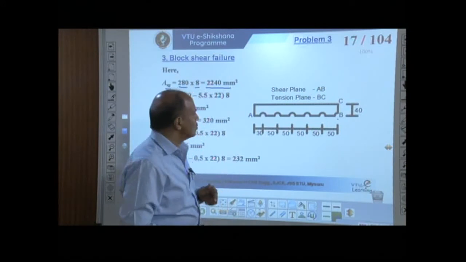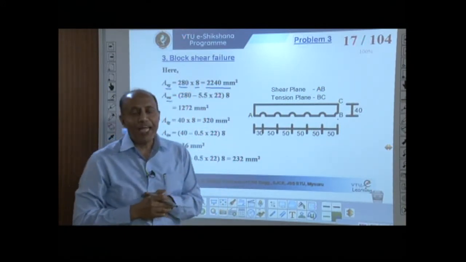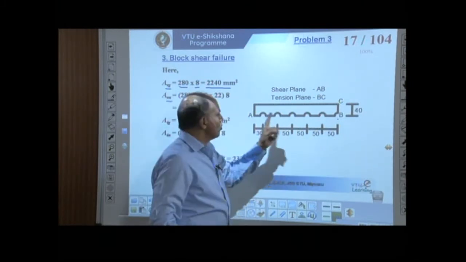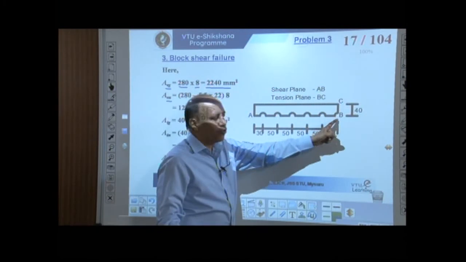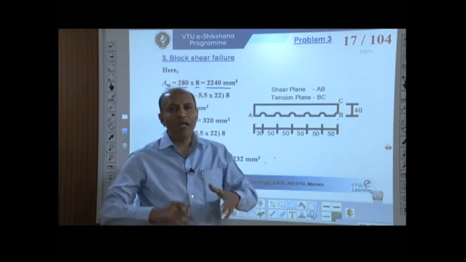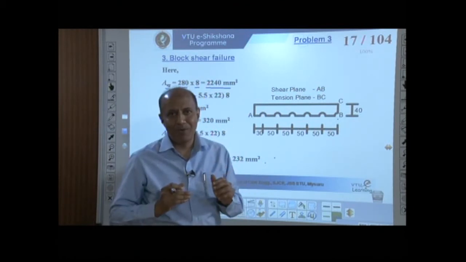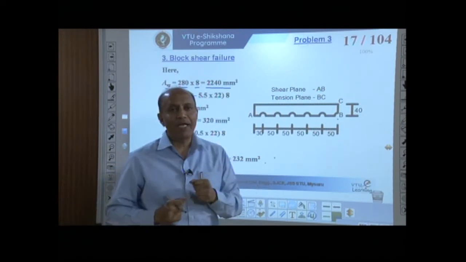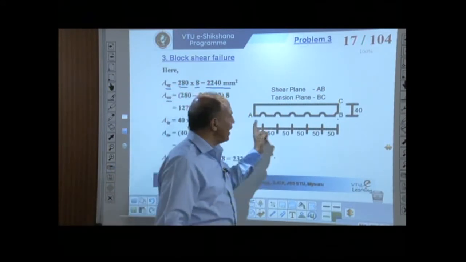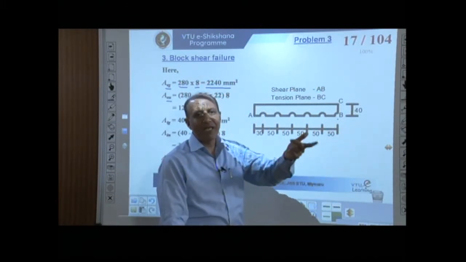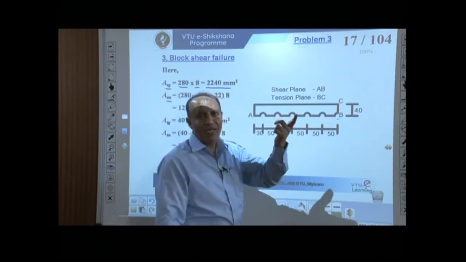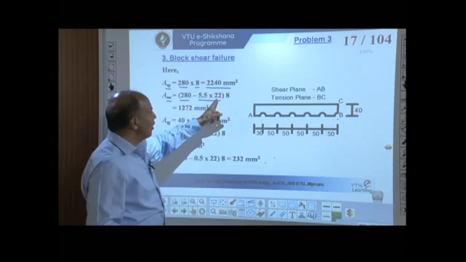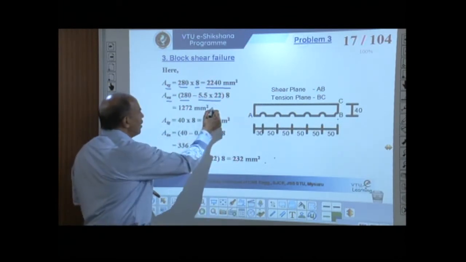Now we'll go to the net area. The next one is AVN. V stands for shear, N stands for net. Earlier we said the distance is 280, so from 280 you have to deduct these bolt hole openings. There are 1, 2, 3, 4, 5, and the sixth is only half. So you have to deduct 5.5 times the bolt hole diameter. Bolt diameter is 20, bolt hole is 22. So 280 minus 5.5 times 22 will give you the net length. Net length multiplied by thickness will give you AVN.